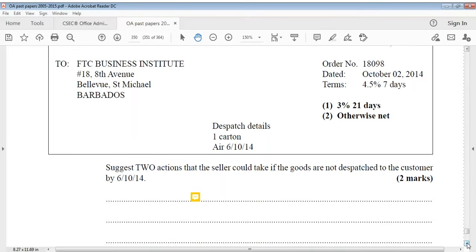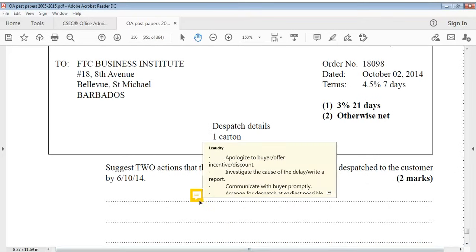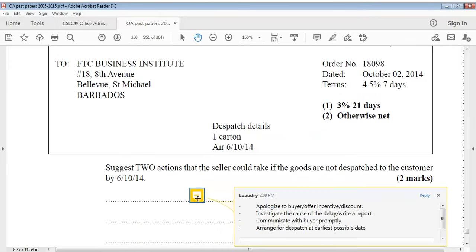So here it says, suggest 2 actions that the seller could take if goods are not dispatched to the customer by 6th of October 2014. All right. So what are 2 actions that the seller could take to ship if they don't get the goods by that day?